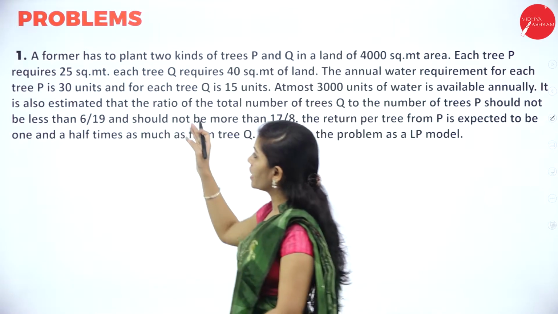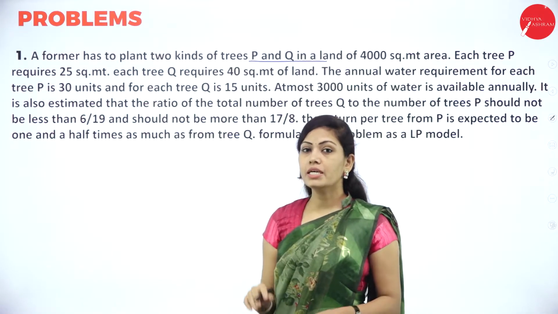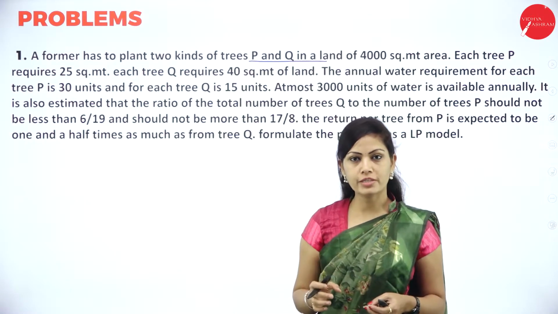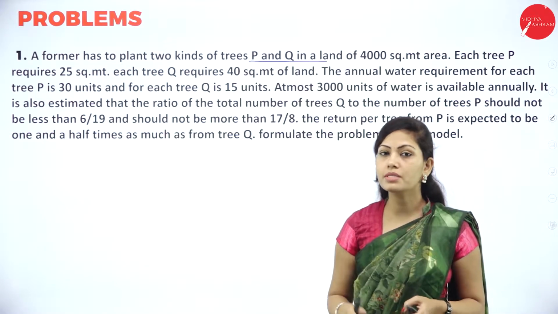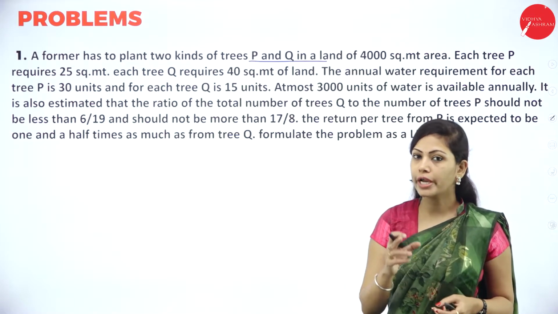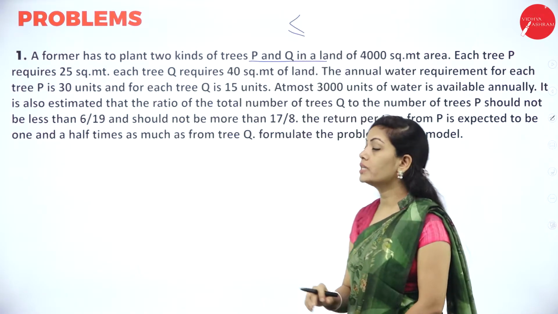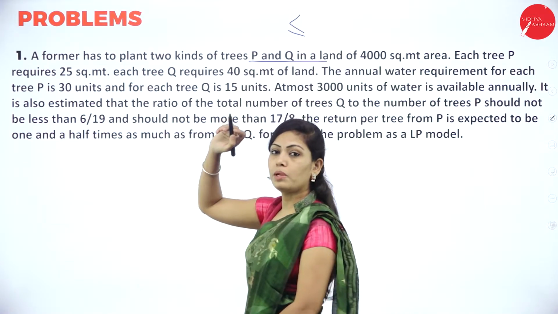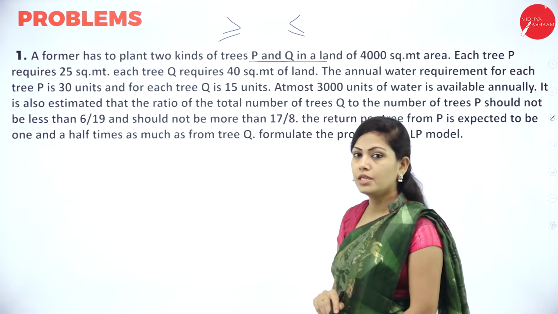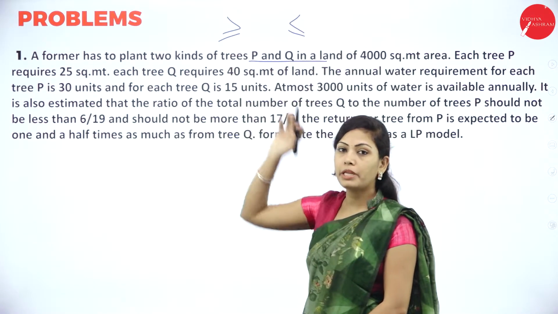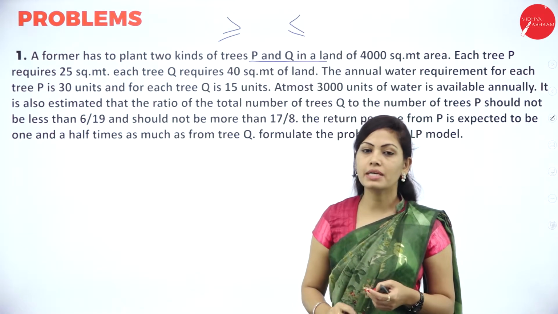So first problem is, a farmer has to plant two kinds of trees P and Q in a land. That means, if you get any keywords of manufactures, a company manufactures, creates and produces, so definitely that problem is a maximization problem. If you get a maximization problem, all the constraints should be less than or equal to the availability of the product. If you get a minimization problem, all the constraint values should be greater than or equal to the availability of the product. So this is for maximization and this is for minimization. So first you need to check whether it is a maximization problem or a minimization problem.